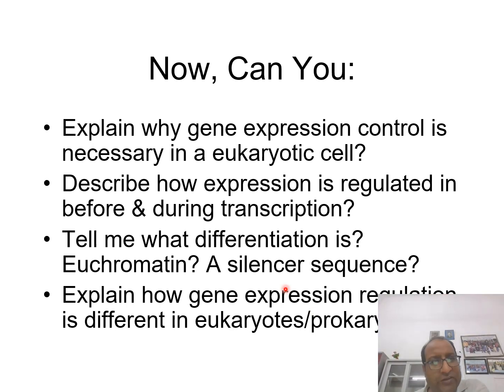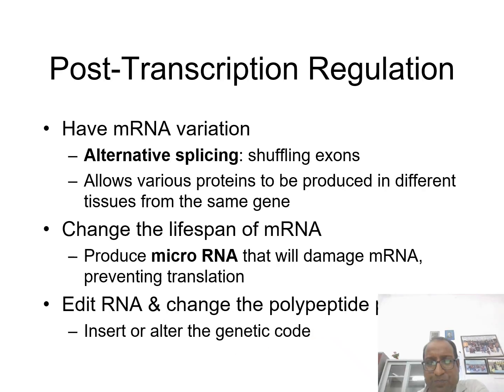Once we have finished this, you can explain why gene expression control is necessary in eukaryotic cells and describe how gene expression is regulated before and after transcription. Tell me what is the difference between euchromatin and heterochromatin. What is a silencer sequence? And we can explain how the gene regulation mechanism is different in eukaryotes and prokaryotes.